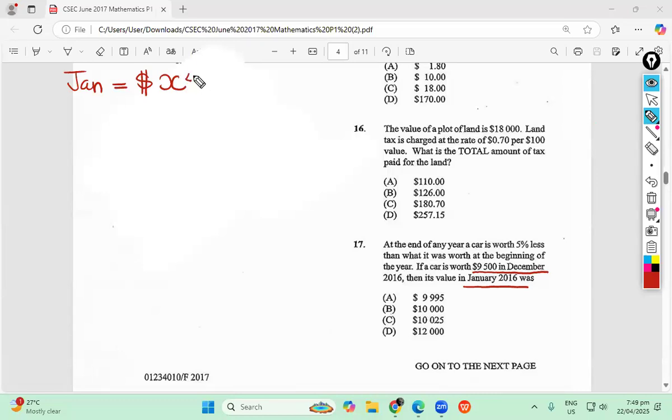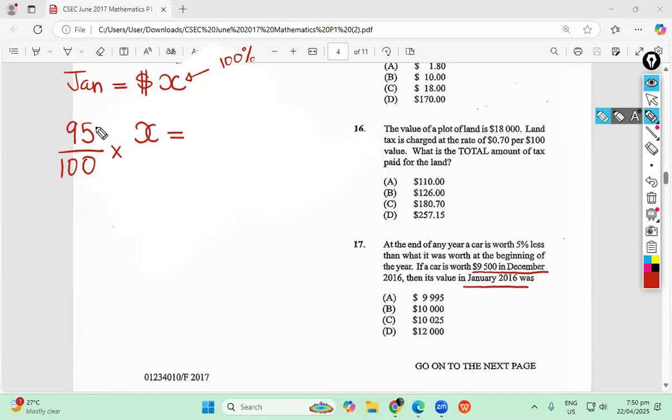Now, I know I taught you all this. The original price is always considered to be 100%, right? So if something loses 5% of its value, how much percentage is it worth now? If the original percentage is 100 and you lose 5% of your value, how much are you worth now? 95%, correct. So that means 95% of the original value. Remember, the original value is X.